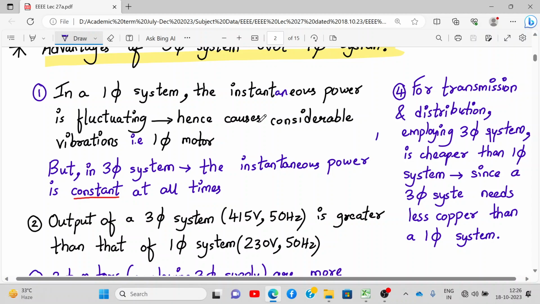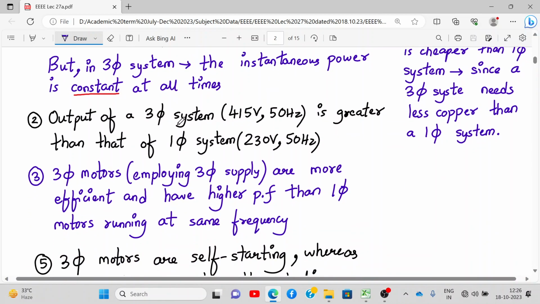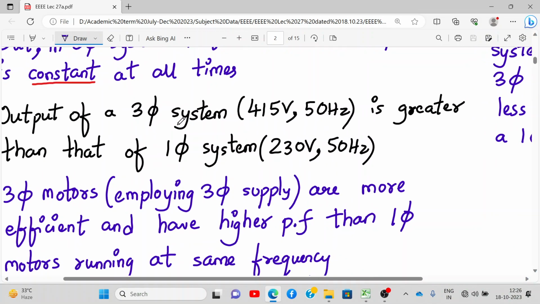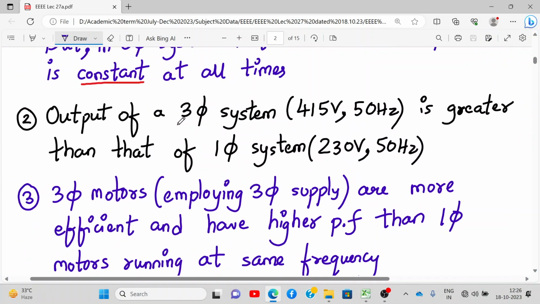You have to really hold it and it vibrates a lot. If you had used a three-phase system there, the vibrations would have been very less. The three-phase system here is written 315, sometimes it's also 315. The output of a three-phase system is 415 volts, 50 hertz, greater than the single-phase supply.